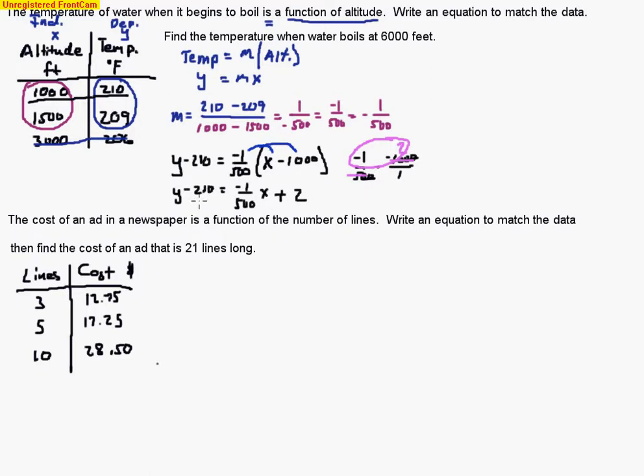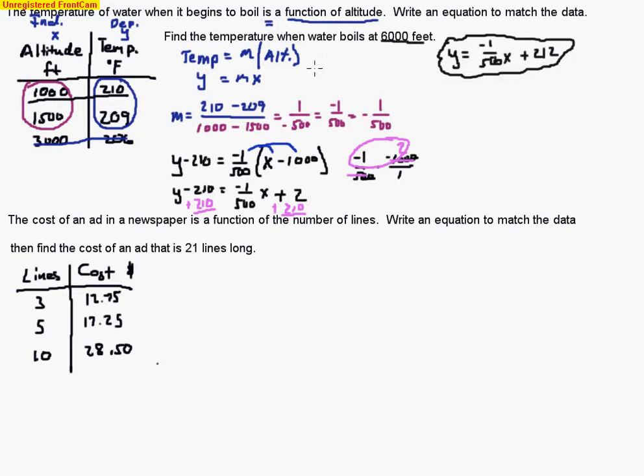Just one more step here. We've got to move this 210 over, so I'll add 210 to both sides. When I do that, we've got our answer. We can write that in slope-intercept form: y equals negative 1 over 500 x plus 212. So there's my equation. Now we want to answer the next question, which says, find the temperature when water boils at 6,000 feet.